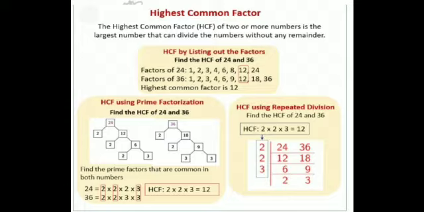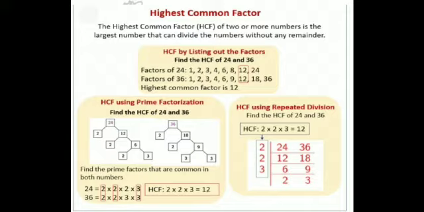Now the next method is HCF using the prime factorization method. In this method, we have to write down the prime factorization of the given numbers. We have the prime factorization of 24 and 36 here, and now we'll find the common prime factors of these two numbers. You can see we have 2 and 3 as the common prime factors, and the HCF will be the product of these common prime factors, that is 2 into 2 into 3, which equals 12. So HCF of 24 and 36 is 12.